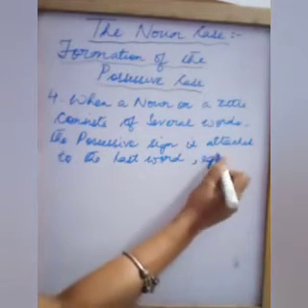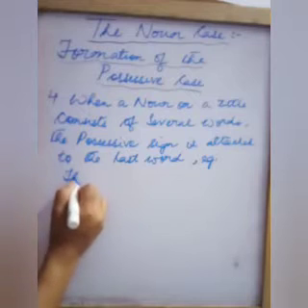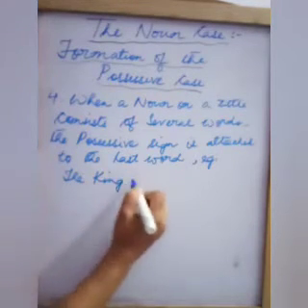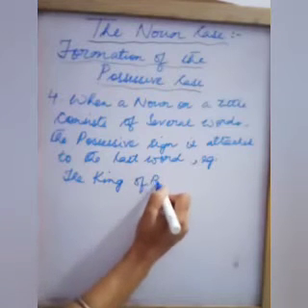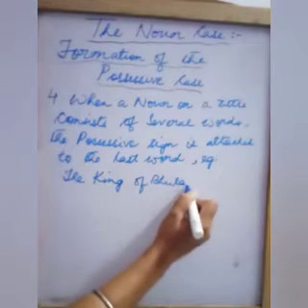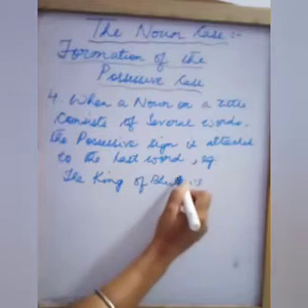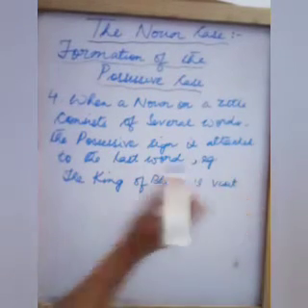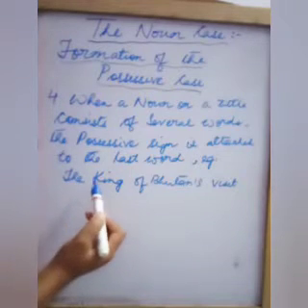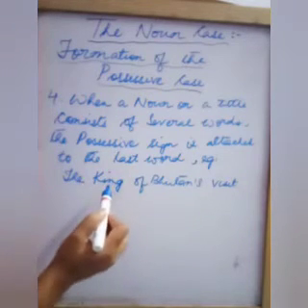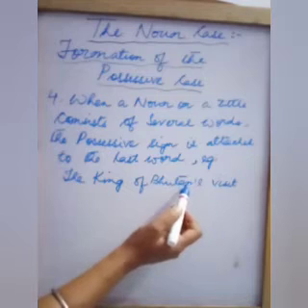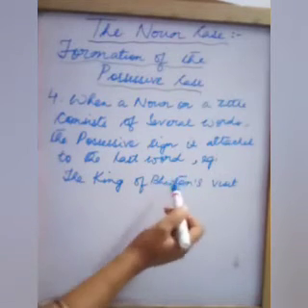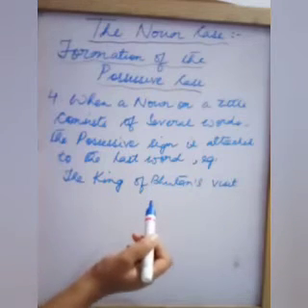For example, the king of Bhutan's, apostrophe S, the king of Bhutan's visit. See, here we haven't added the apostrophe to the king. We have added it to what? Bhutan's. The king belongs to which place? To Bhutan. So the king of Bhutan's visit, isn't it?